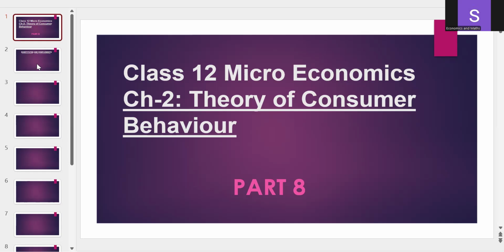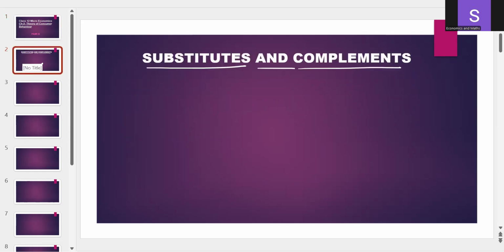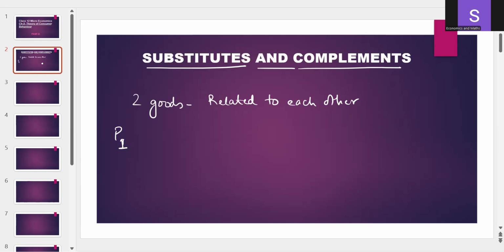So basically, what we are trying to see over here is that, let's say, there are two goods, and they are related to each other in a way that if the price of good one changes, it impacts the quantity demanded of the other good. So if the price of good one, I'm denoting it as P1, changes, it impacts the quantity demanded of good two.